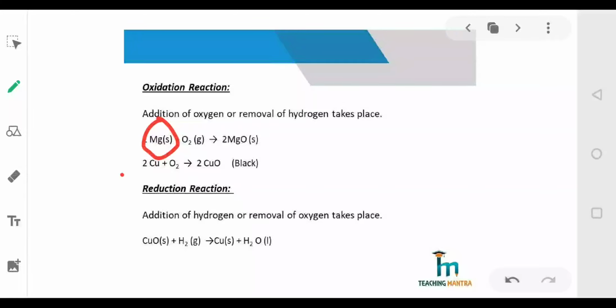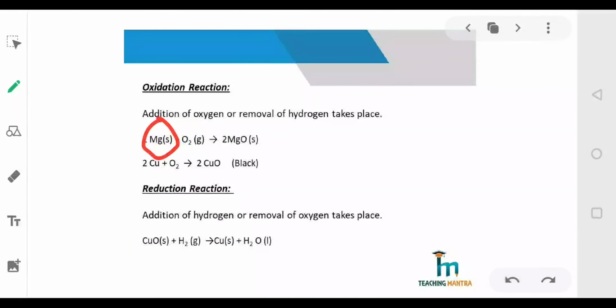In the second example, it is copper plus oxygen and it gives copper oxide. Here also you are having Cu, and on the right hand side it becomes CuO. So again here oxygen is added, and thus this is also an example of oxidation reaction. Remember, addition of oxygen or removal of hydrogen takes place, any one of the above.